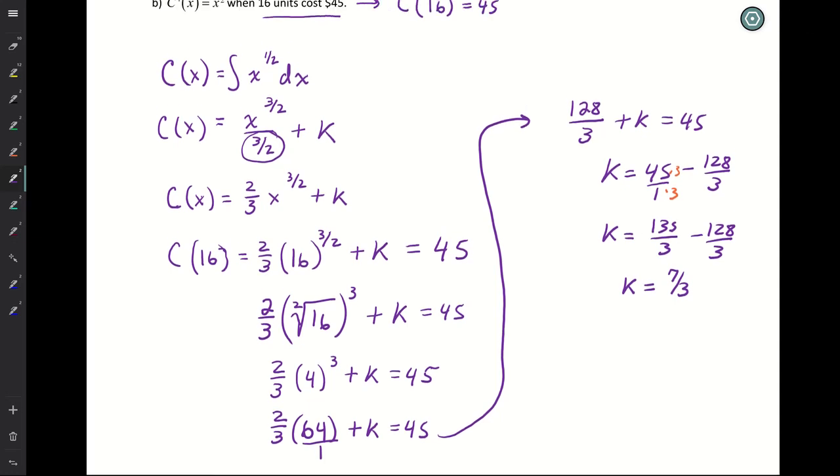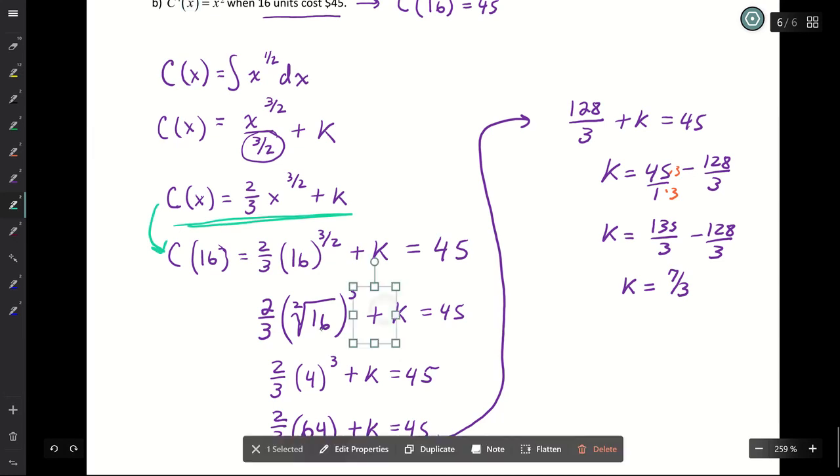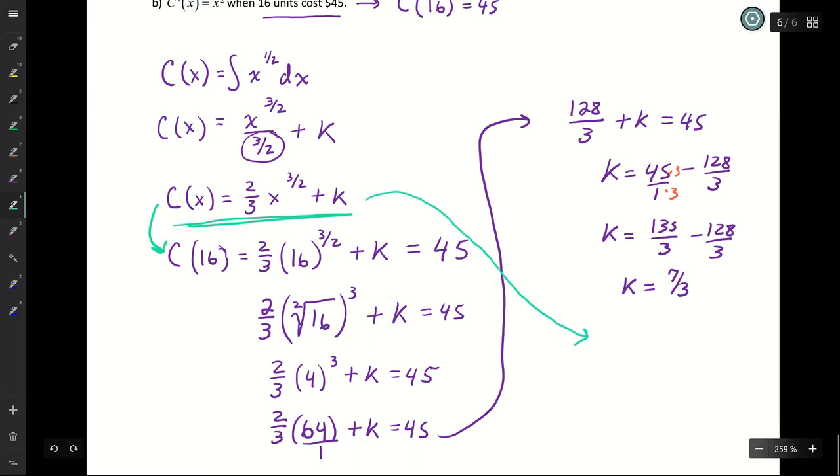All right, and then what you do is you go back and you look to see where it was that you had taken the antiderivative and then plugged in k on the second step. Here we were finding k. This is the step you want to look at and substitute your known k value back into. So at this point, you're going to say, c of x is going to equal 2/3 x to the 3/2, and then plus 7/3 there for the final answer.